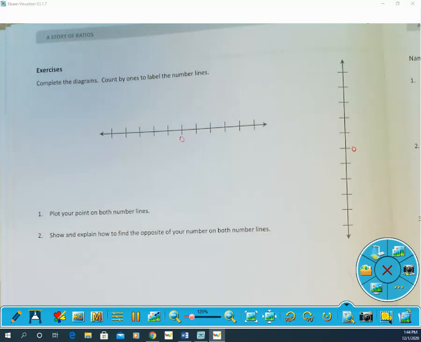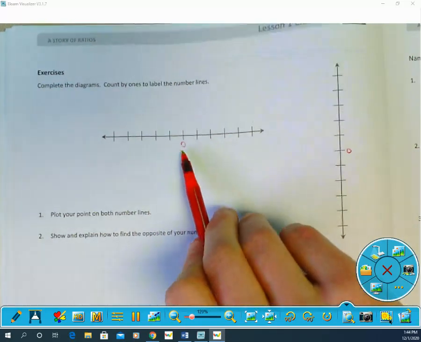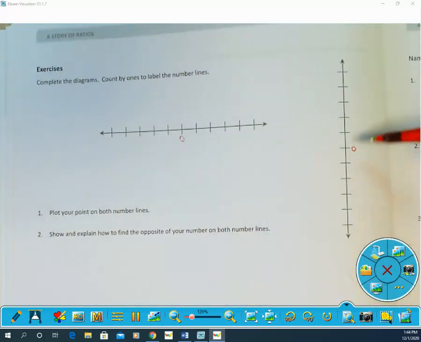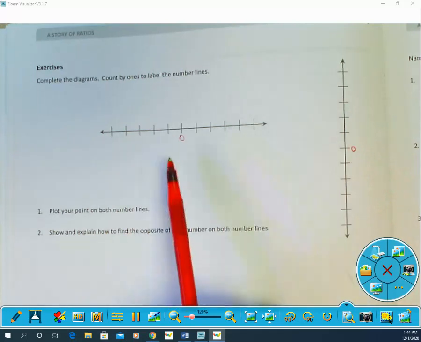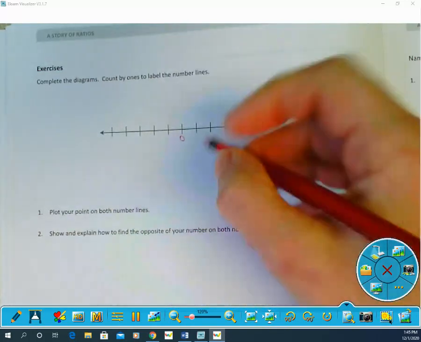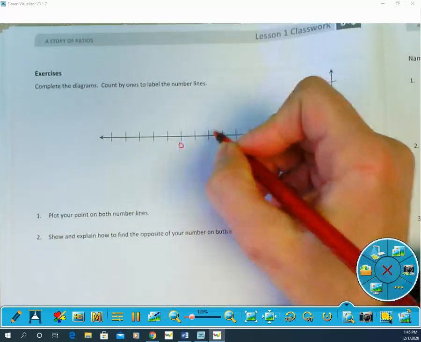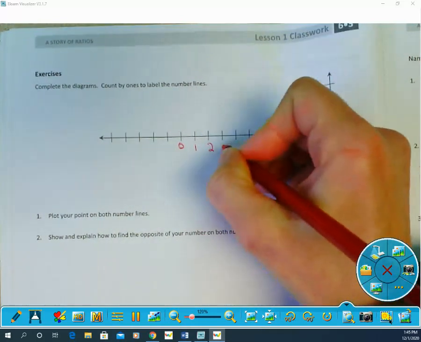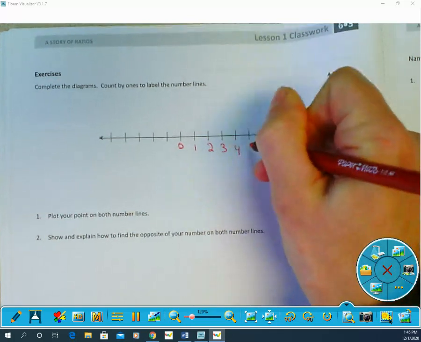So let's go ahead and work on the first exercise, numbers 1 through 5. The first part says, complete the diagrams, count by ones to label the number lines. I first started by just putting a 0 in the middle of both my horizontal and vertical number line. If you put a 0 in the center, you're going to have 5 intervals on each side of 0. So let's start with 0, and then I'm going to number up going to the right of 0. So I have 1, 2, 3, 4, 5.